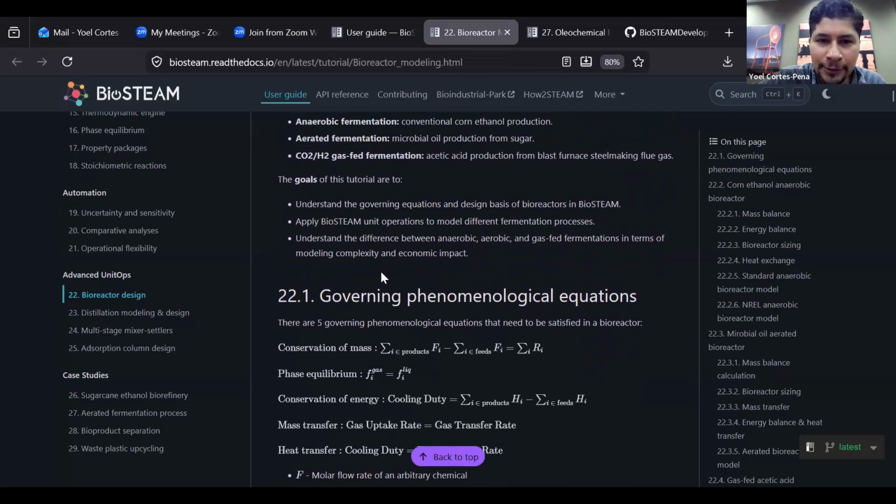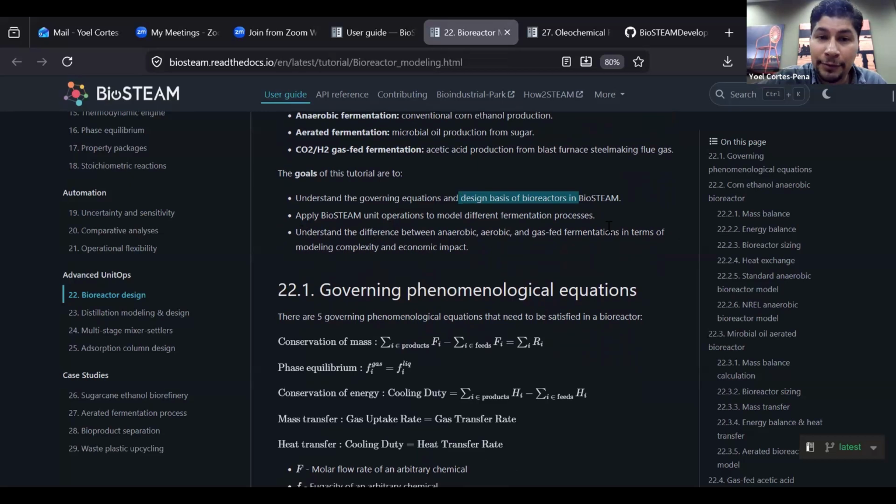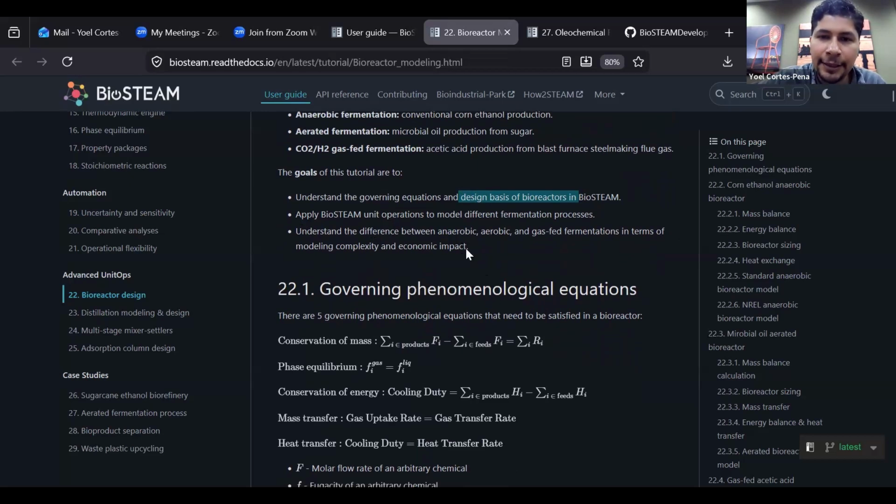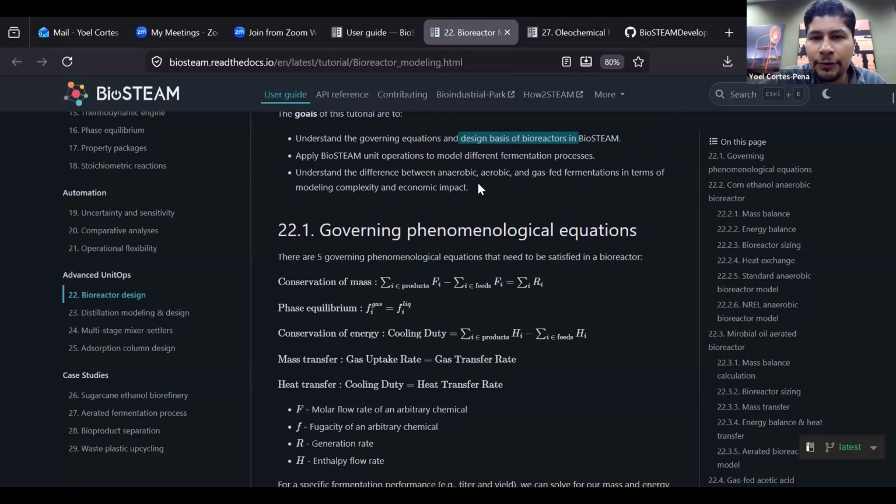So overall, the goals of the tutorial are to understand the equations behind the simulation and how BioSTEAM designs the bioreactor. Then we'll be able to apply these BioSTEAM unit operations to model the fermentation processes once we've understood the governing equations. And more broadly, we'll understand the difference in the modeling complexity and economic impact between anaerobic, aerobic, and gas-fed fermentations.